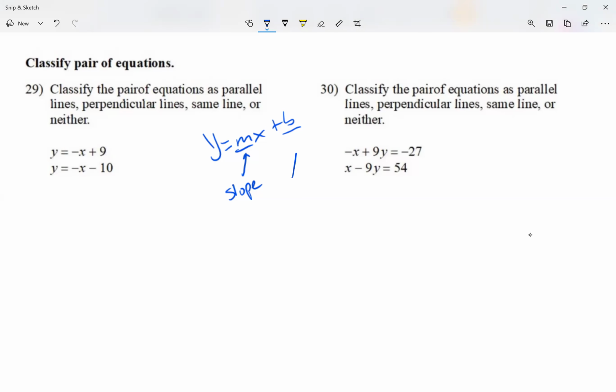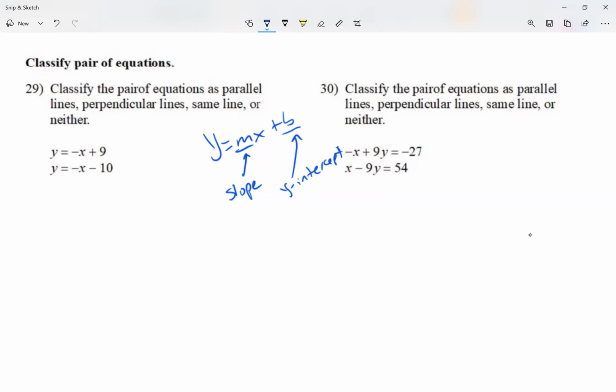Now the b gives us the y-intercept. We use the letter b because when you were graphing, that's where you begin, right? That was the first point. So it's easy to graph, just plot the beginning point on the y-axis and then use the slope to know how to move. But in this case, in reality, we're just going to be looking at the slope.